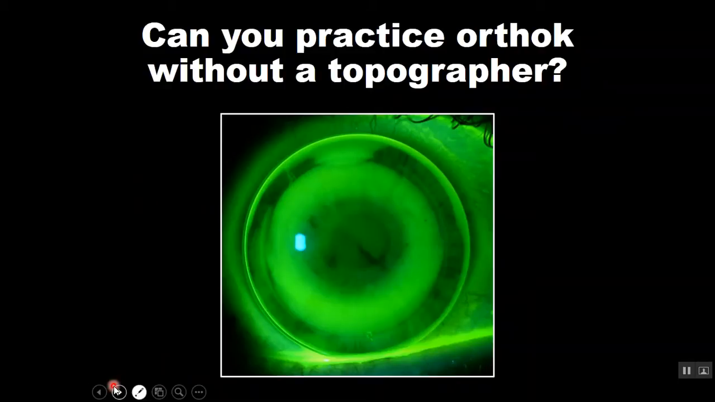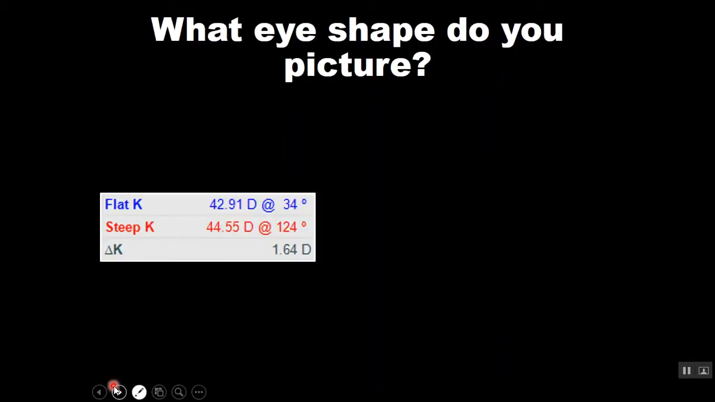So the first question I wanted to ask was, could you practice Ortho-K without a topographer? Is a slit lamp and a vision chart all we need for the assessment of an orthokeratology fit or outcome? Let's pick an extreme example. Here's a patient with absolutely normal K readings. Flat K of 42.91, about 43 diopters or 7.85 millimeters, and a moderate amount of astigmatism, 1.64 diopters.